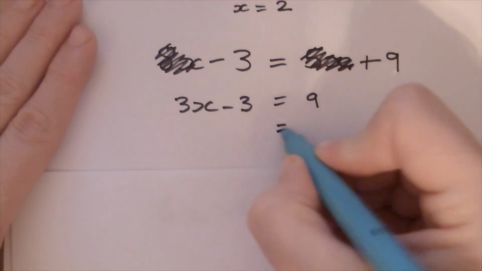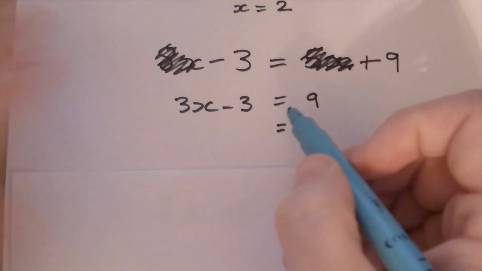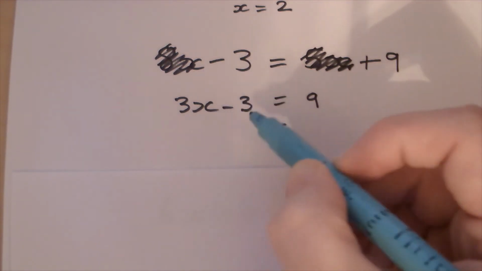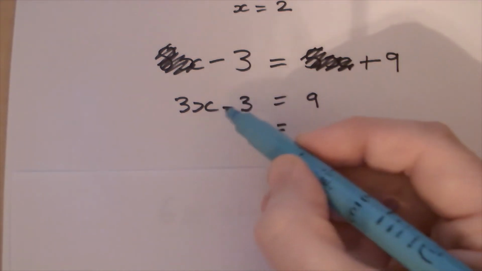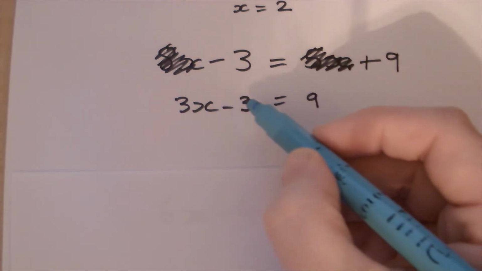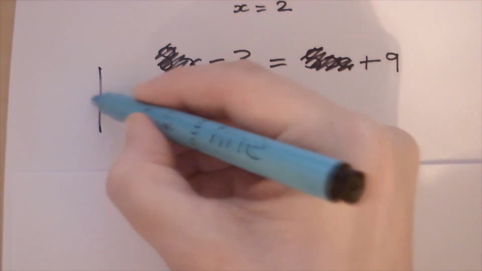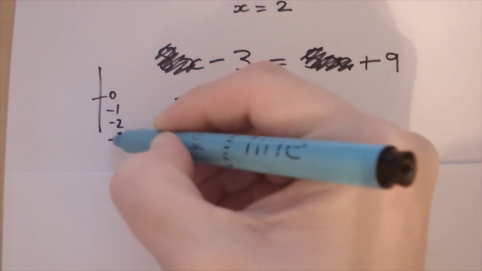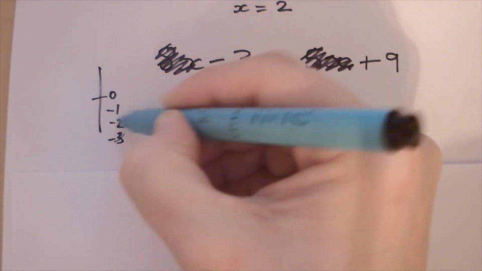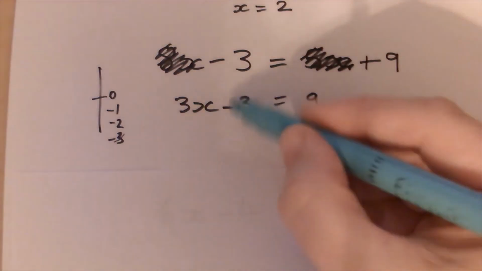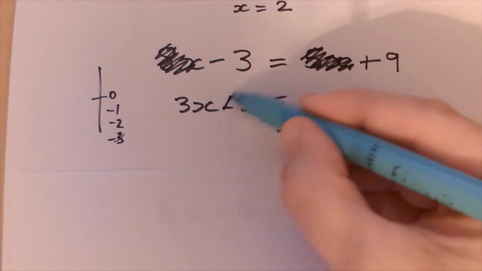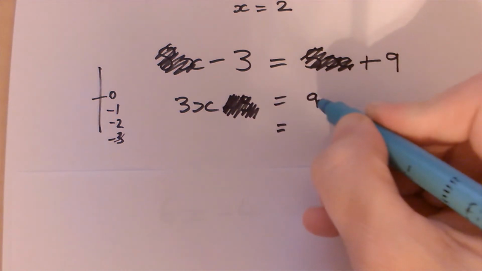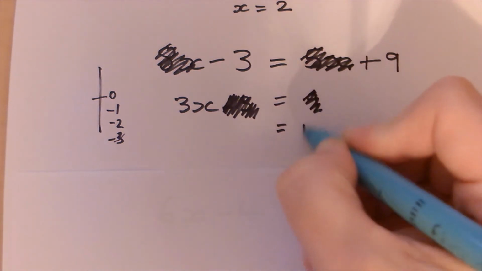Equals under equals. Okay, so this time we've got to say, how do I get rid of negative 3? To get nothing there, I need to add 3. Because on a temperature gauge like this, 0, negative 1, negative 2, negative 3, to get from negative 3 to nothing, I'd have to add 3. So if I see negative, I need to add. So I add 3 to get nothing left there. So I need to add 3 to this side. So I will get 12.